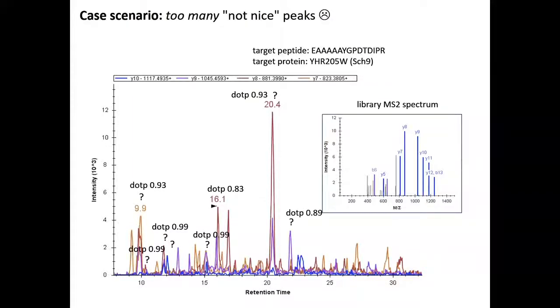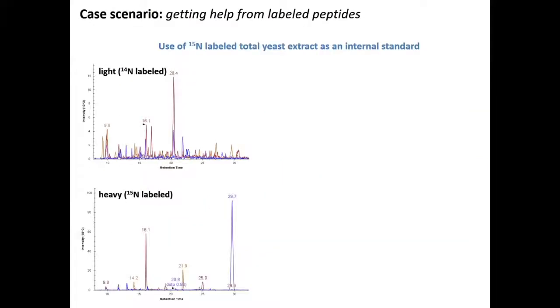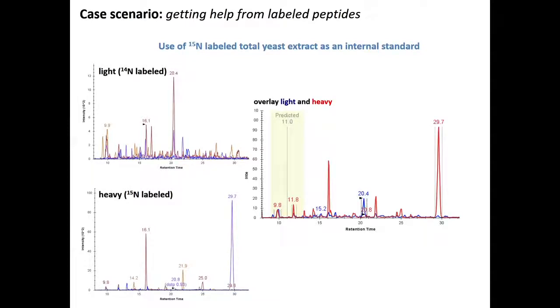The dot product will not really tell you which of these peaks is correct from the MS2 fragment library. So in this case, if you have spiked-in or heavy-light labels like N15 or SILAC, you can also check at which retention time points the heavy and light actually coelute together.